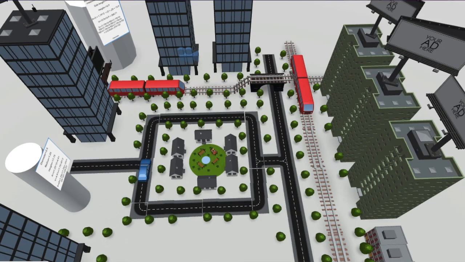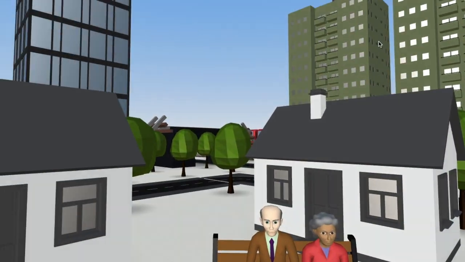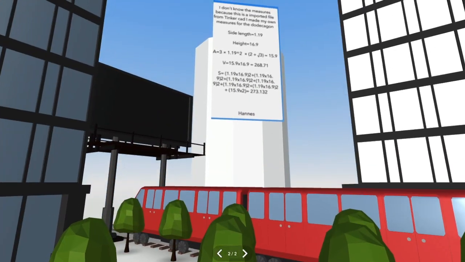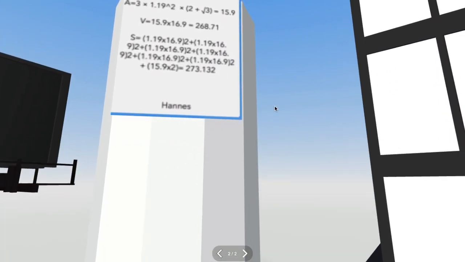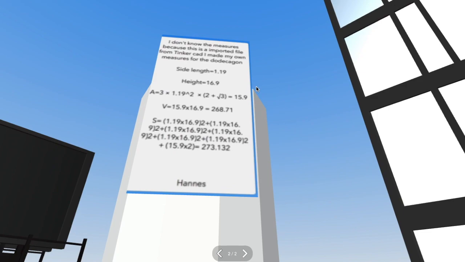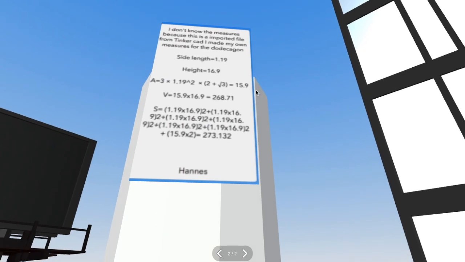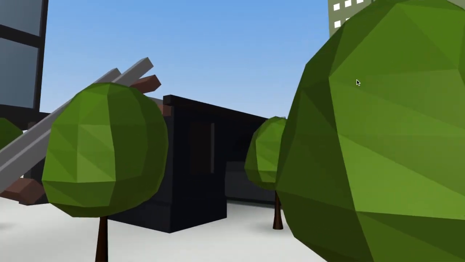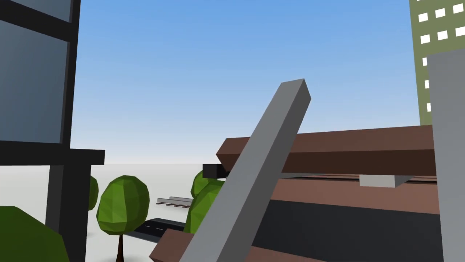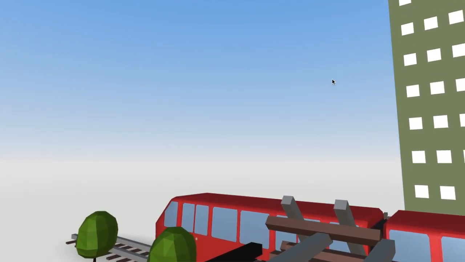Now let's head into the next shape, the dodecahedron. I don't have the measures for it because it's in an imported file, but I made my own ones, which are way more complicated than the ones I would have had. The side length is the only thing that we need, and the height. The side length is 1.19 and the height is 16.9.